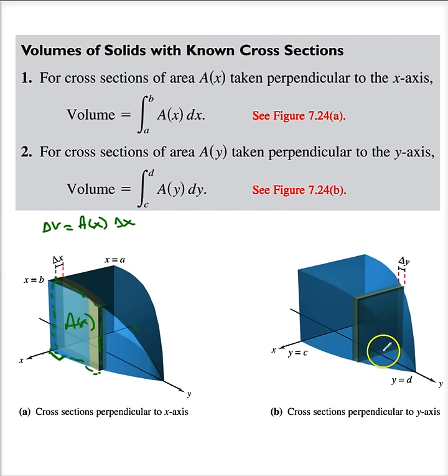Similarly, if I were to take the slices perpendicular to the y-axis, then my cross-sectional area has some area that's a function of y in this case, and I have delta y here, then the incremental volume of my little slice here is A of y delta y. So when I add all of these up, I'm going to integrate from c to d A of y dy.